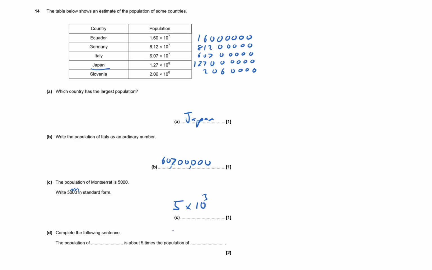Well, that's quite tricky. I suppose you could take the first one and times it by 5 and see if you get roughly any of the other ones. And actually, in this case, you do. The population of Germany is about 5 times the population of Ecuador.